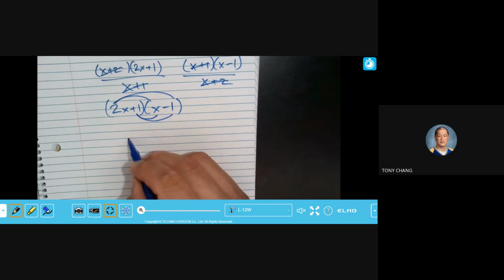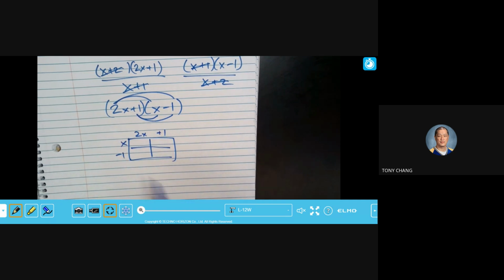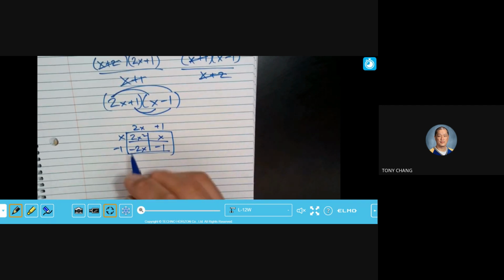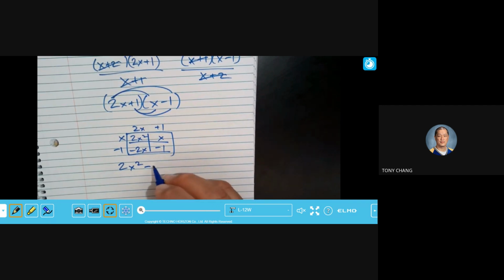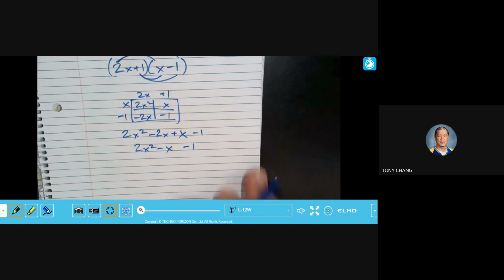Or you can also use this method. You have the 2x plus 1 and the x minus 1, multiply these two, multiply these two, multiply these two, multiply these two, and then combine it all. Combine like terms, and then you have your answer. Okay? So that's how you do this problem.